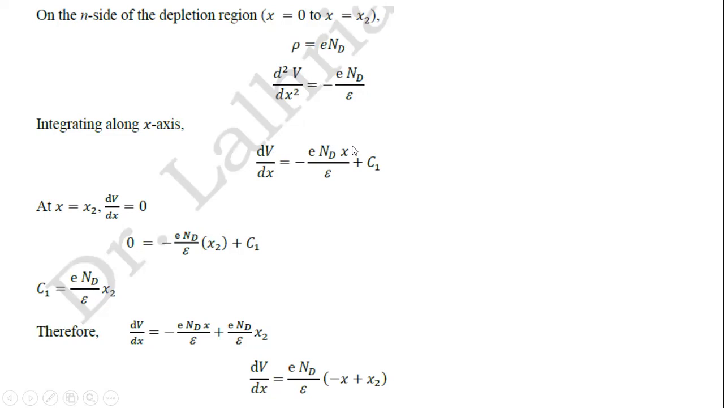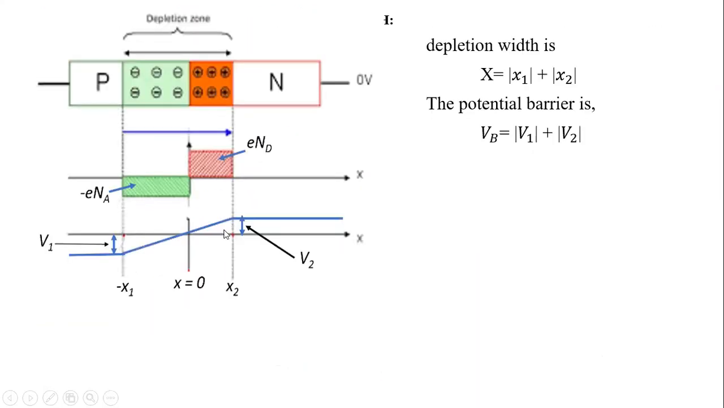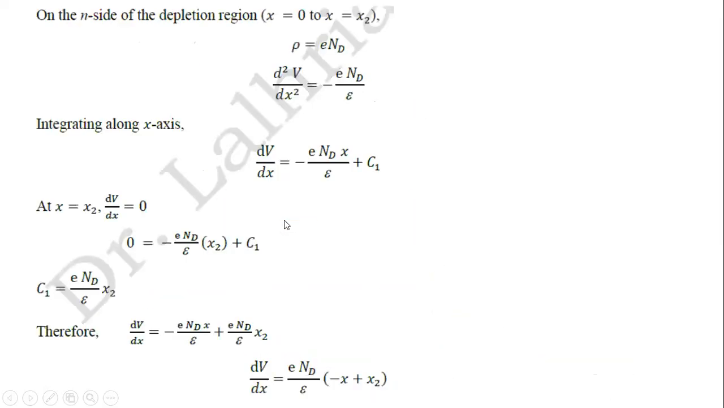So if you follow the integration formula, I think you will easily follow this step. And we know that at x equal to x2, like I said before, for the case of p region, dv upon dx is 0, because in this figure you can see that at x equal to x2, your potential value is constant as v2. So dv upon dx is 0 at x equal to x2.